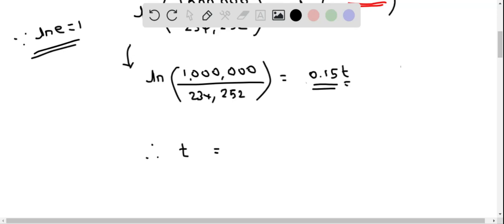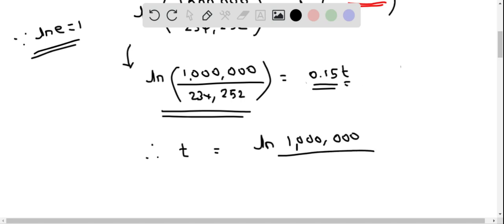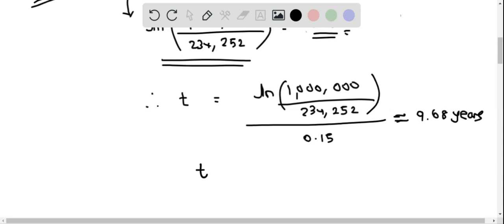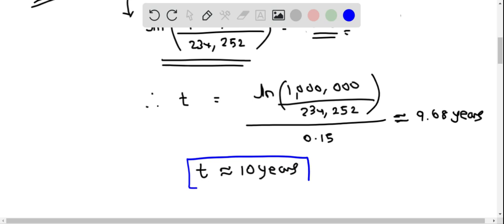So I'm going to write down this expression for t. This equals, this is what we have on the left side, I transpose it to the right side. This is natural logarithm of 1 million over 234,252, all over 0.15. So we can plug this value into the calculator, and when we do that, we approximately get t as 9.68, and this is in years. And we round this to the nearest year, we get t approximately 10 years. So it takes 10 years for the population to reach 1 million.